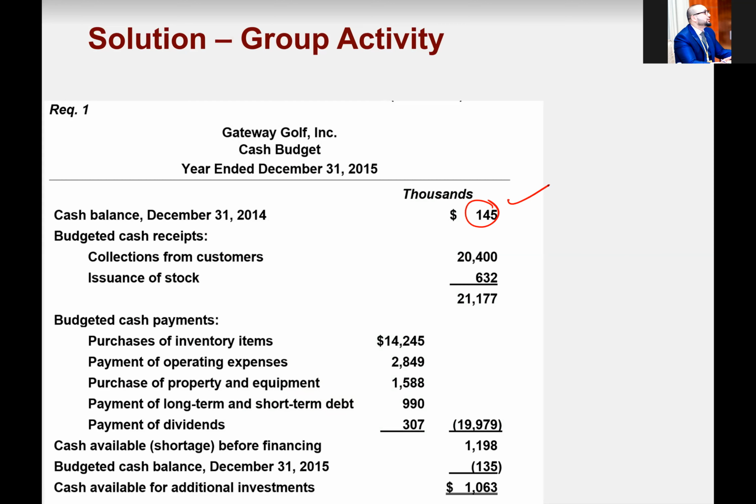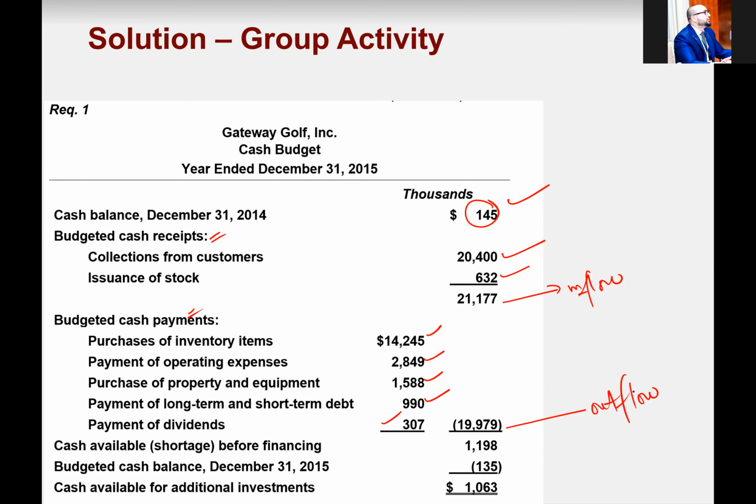I hope everyone is right about it. And then we add cash receipts, cash collection from customers, and issuance of stock. So you have your total inflow 21177, right? And then you less cash payments, which are inventory, operating expense, purchase of property, long-term, short-term debt, payment of dividend. So your payments, which are outflow.